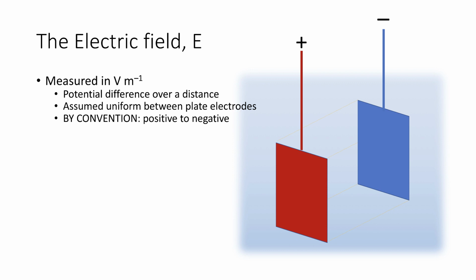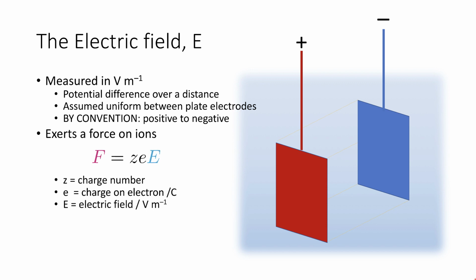So if we think about what's going on between two uniform plates, the electric field, we assume, is uniform between these plate electrodes. By convention, it travels from positive to negative. So our field goes from the positive electrode to the negative electrode. That's simply a convention. This field exerts a force on the ions in solution, which we can fairly easily quantify, where the force is the charge number of the ion multiplied by the charge on the electron and the electric field itself. This is the force which is driving our migration forward. It's the thing that's pushing our ions through the solution.